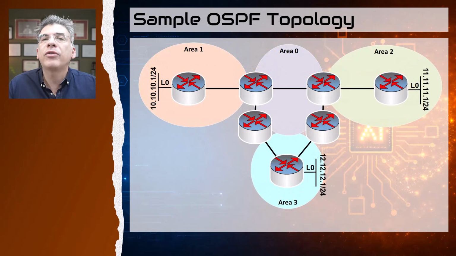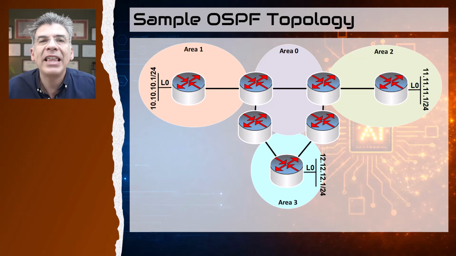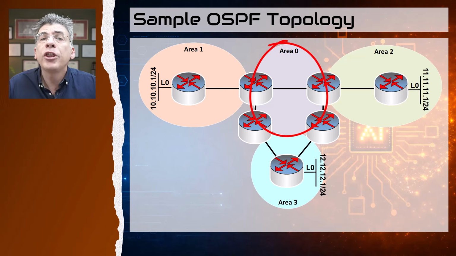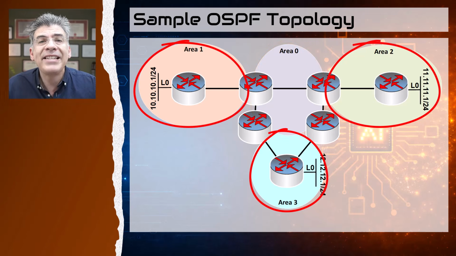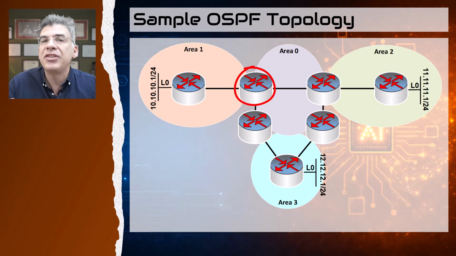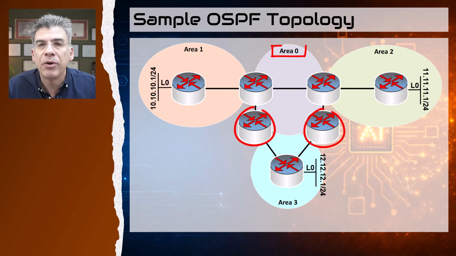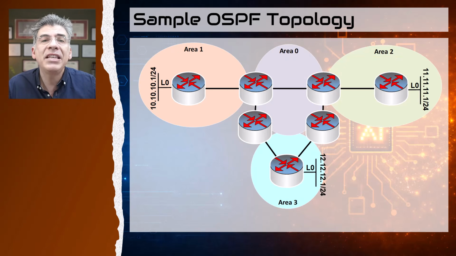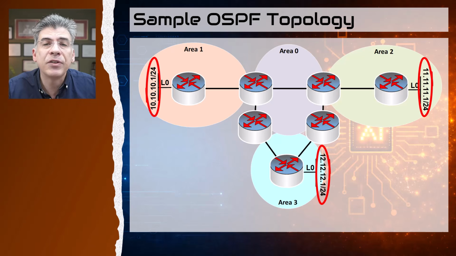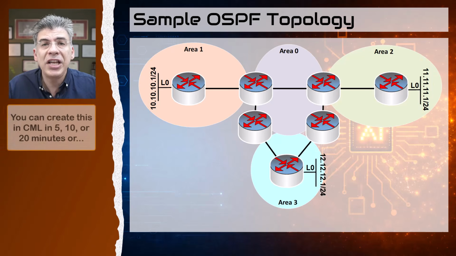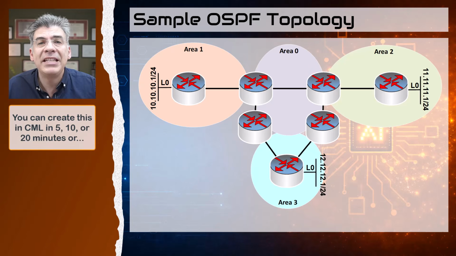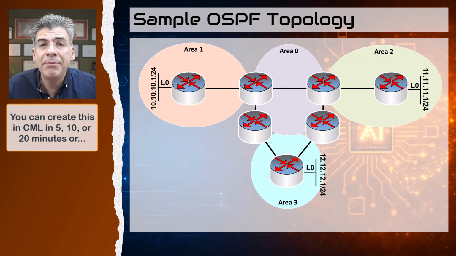Let's say you want to create this topology here. Here we have an OSPF topology with a single backbone area, 3 non-backbone areas, a single ABR between areas 0 and 1, and between 0 and 2, and 2 ABRs between areas 0 and 3. And you have these networks here that you want to advertise using OSPF. Now you can go into CML and create this yourself. Depending on how fast you are, it may take you 5 to 10 minutes, maybe 20 minutes.